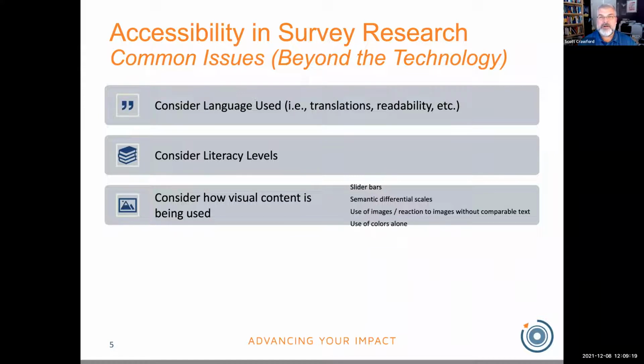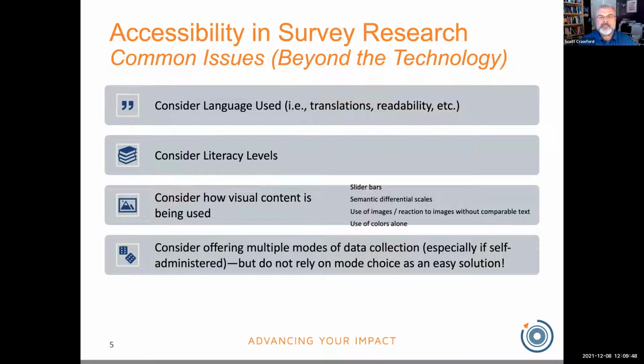This also applies to some of the issues that I'll be bringing up in the technological side. There's slider bars. That's a concept that is very difficult to do without a visual component. Semantic differential scales, which we're going to talk about in detail. Use of images and even colors alone. There's a lot of research that shows how colors and other things in self-administered surveys like web surveys might have an impact on survey response when people actually see those colors. And so you consider what might be happening if people aren't seeing those colors as well.